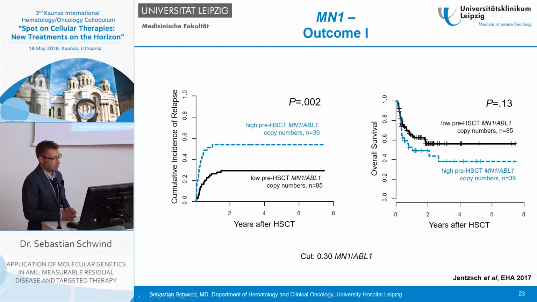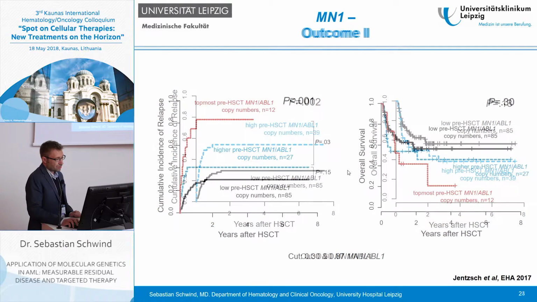You also get a much higher incidence of relapse for those patients that express MN1 at higher levels at time point of transplantation in peripheral blood compared to those with low expression. The curves separate, but the p-value hasn't reached statistical significance.